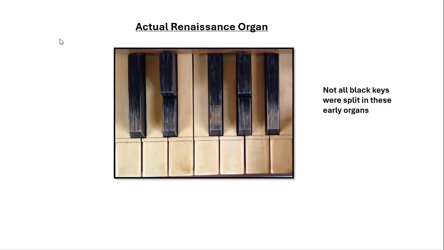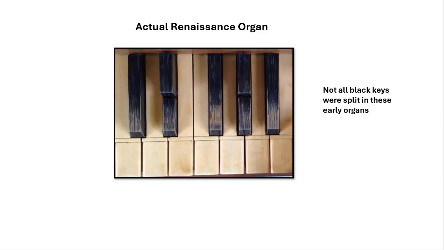We won't go into any of the theory here, but in the old days, in the Renaissance and Early Baroque, some of the organs had split black keys because the tuning systems there had differences between what an E flat and a D sharp might be, for example. And so some of the organs particularly, and some harpsichord, had this kind of split black key configuration.